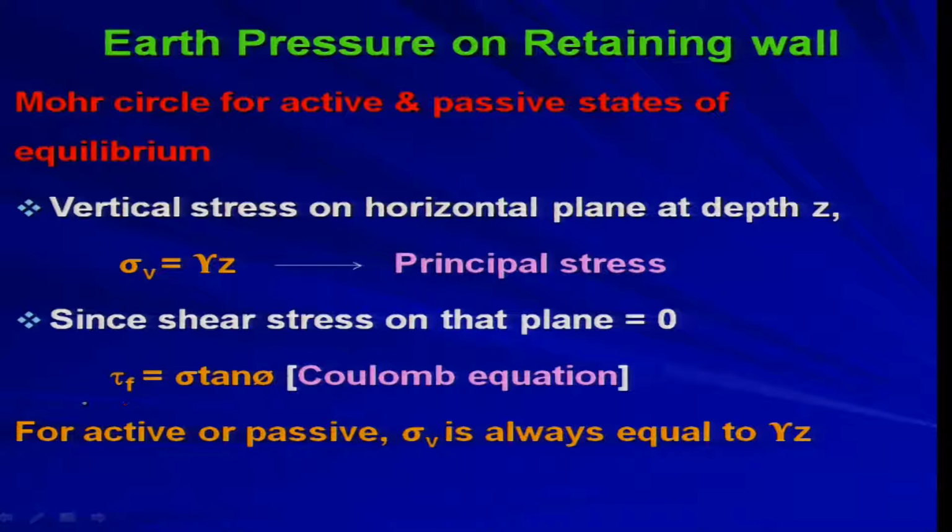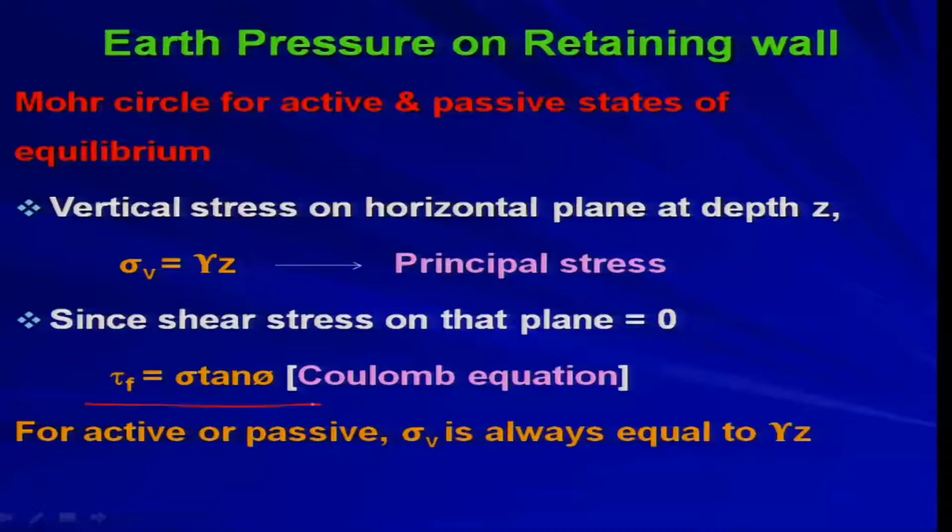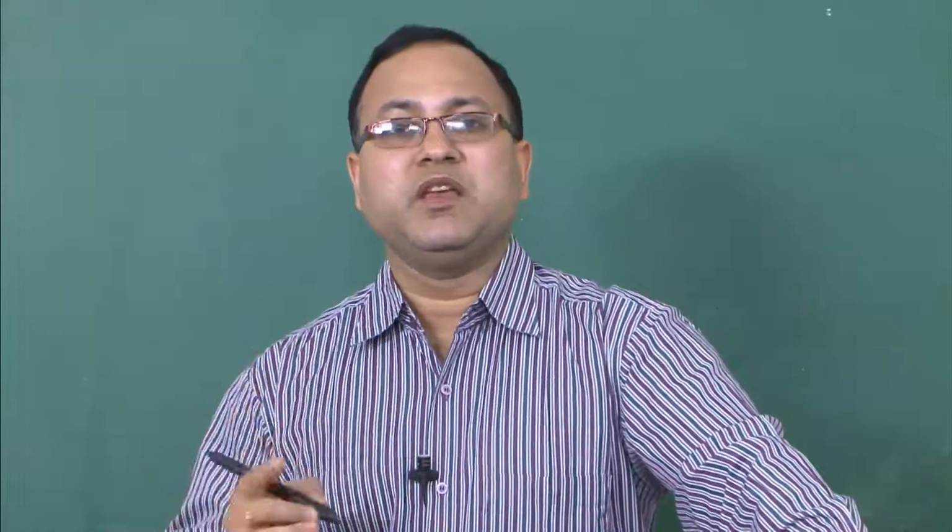And from Coulomb's equation I know tau f equals sigma tan phi, because c is not there; we are not considering cohesive soil for the time being, only cohesionless soil. Cohesive soil will come later on. So for the active or passive state, sigma v is always equal to gamma z, please try to remember. Sigma v could be minor or major depending on whether you are dealing with the active or passive state, but sigma v is unchanged and equal to gamma z whichever state you consider.